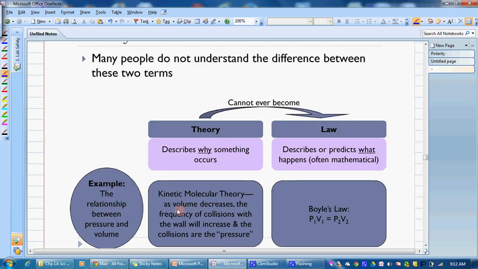So here's an example. The kinetic molecular theory explains why something happens, that when we decrease volume, the number of collisions is going to increase, so the pressure increases. Where Boyle's law tells what happens. If we have a pressure and a volume and that changes, we're going to get a different pressure and volume. And again, you can figure that out mathematically.